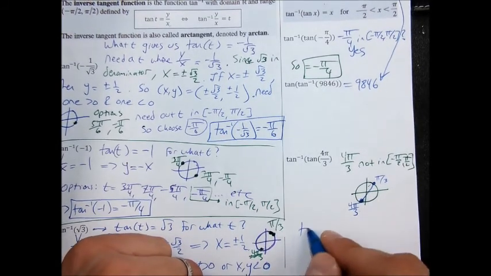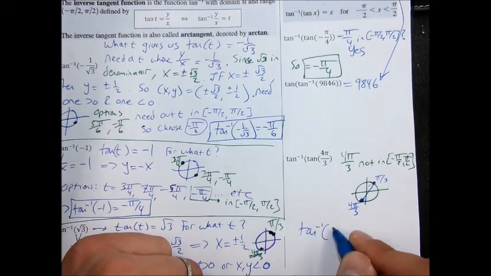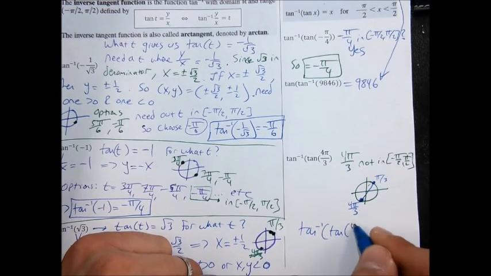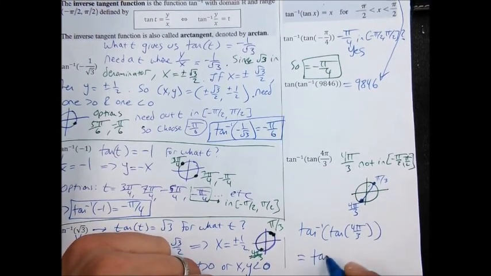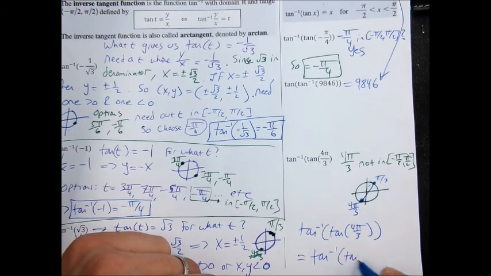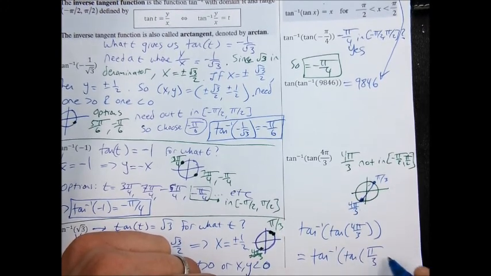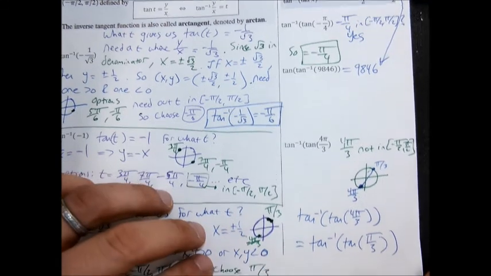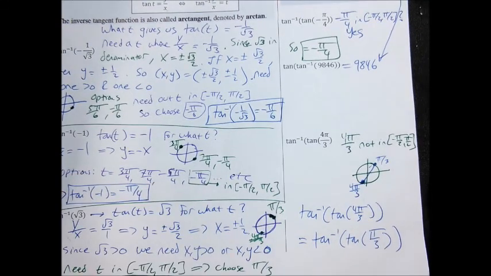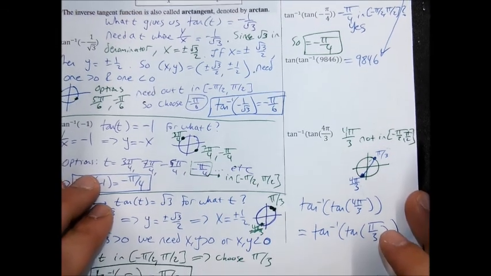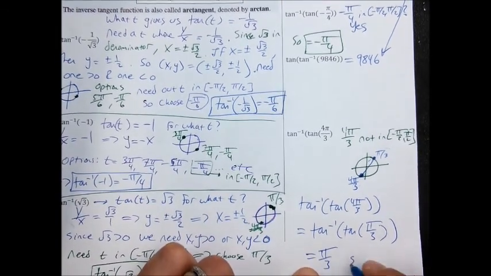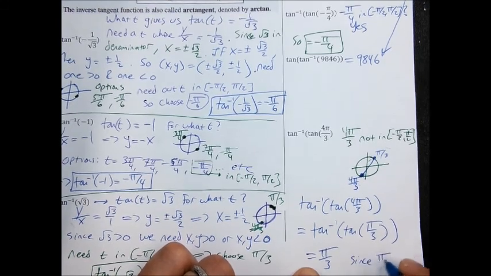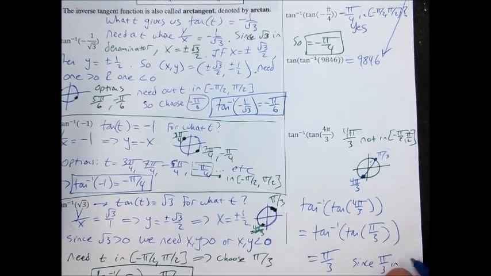And so what we can say for this one is that tan inverse of tan of our original 4 pi over 3 is the same thing as tan inverse of tan of pi over 3. And pi over 3 is between minus pi over 2 and pi over 2, and so we can use that one. And so this just equals pi over 3, since pi over 3 is in the right interval.